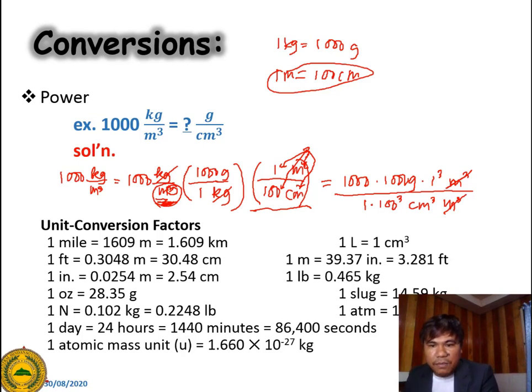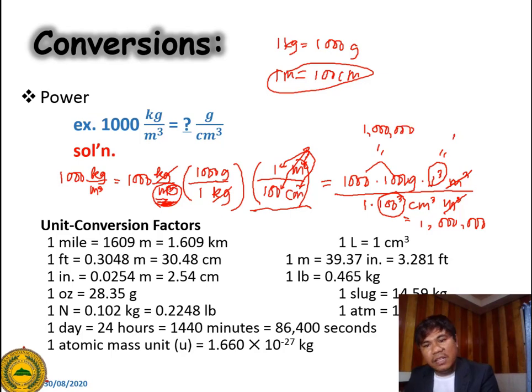So now I have 1 raised to the power of 3, which is just equal to 1, and this 100 raised to the power of 3 is just equal to 1 million. So basically 1,000 times 1,000 here is just equal to 1 million. So this produces 1 million.